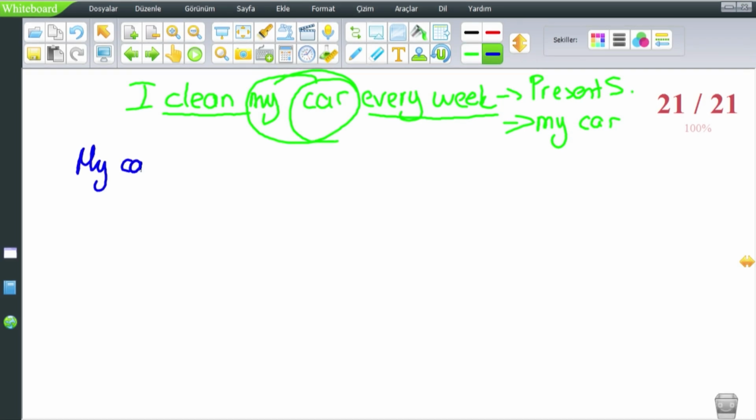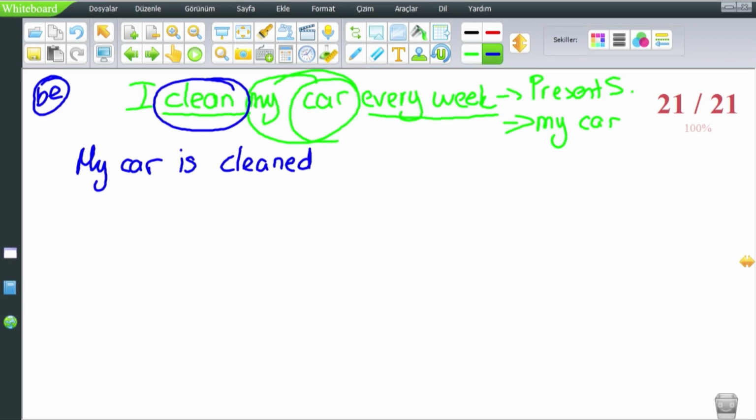My car, I'm going to use be in present simple tense form. My car is, I'm looking at my verb, I'm going to make it verb 3. And because this is a regular verb, I added ed at the end of it. My car is cleaned every week by me.